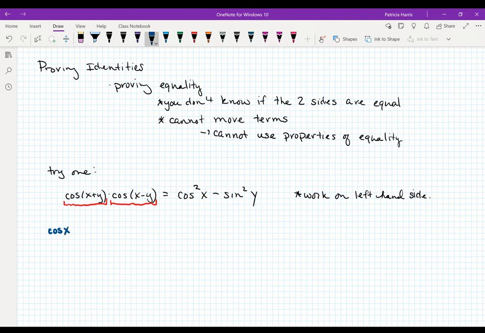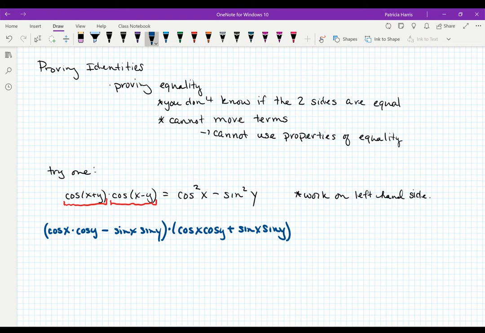cosine x cosine y minus sine x sine y. Okay, that was the first one. So times cosine of x minus y like that. And that's just the left side.